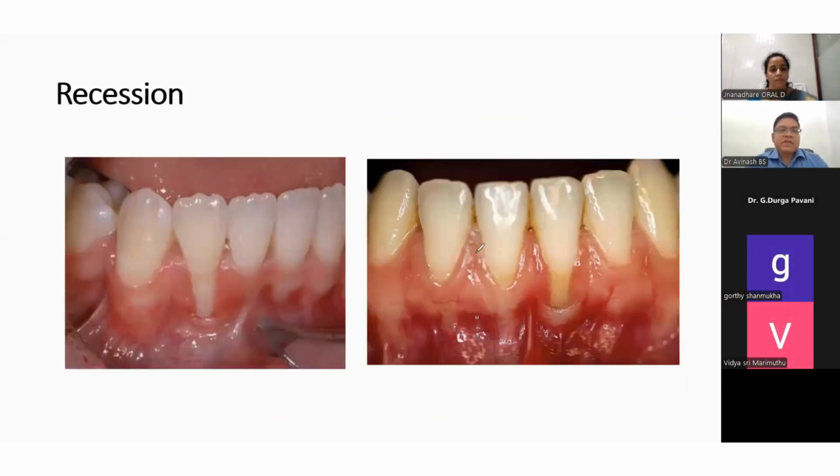Further recession. When you're recording recession, what you need to say is whether there is adequate attached gingiva or adequate keratinized gingiva present beyond the recession. That will help us determine the prognosis later on. In the first picture, on the left side, there is no attached gingiva at all, whereas on the right side, there is some amount of attached gingiva. So when we are thinking of prognosis, the one which has a little bit of attached gingiva will have a better prognosis.